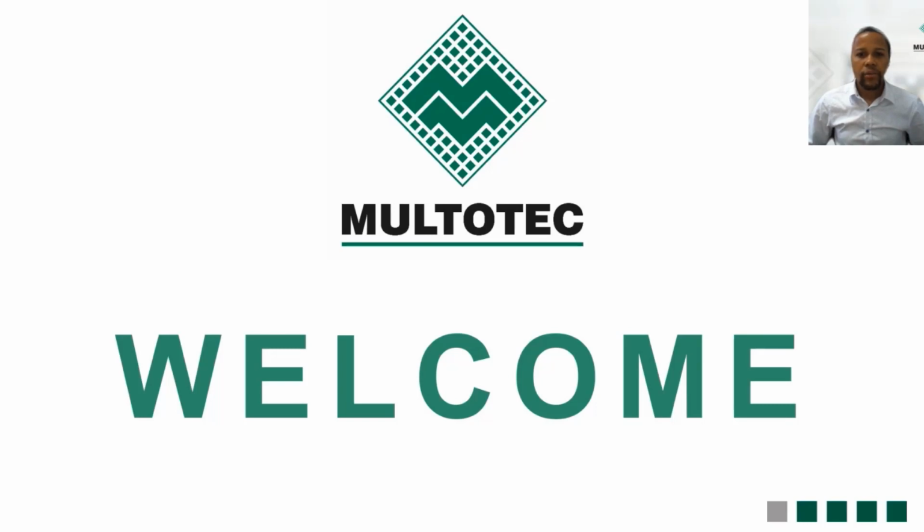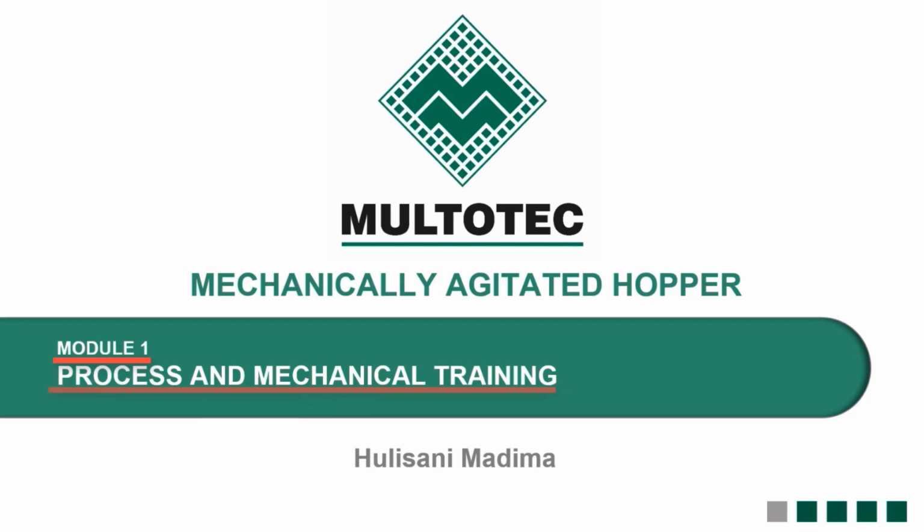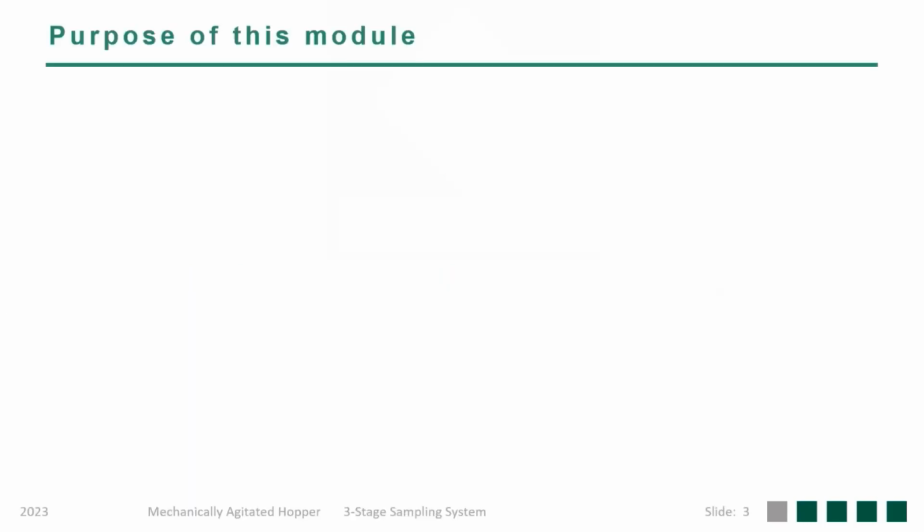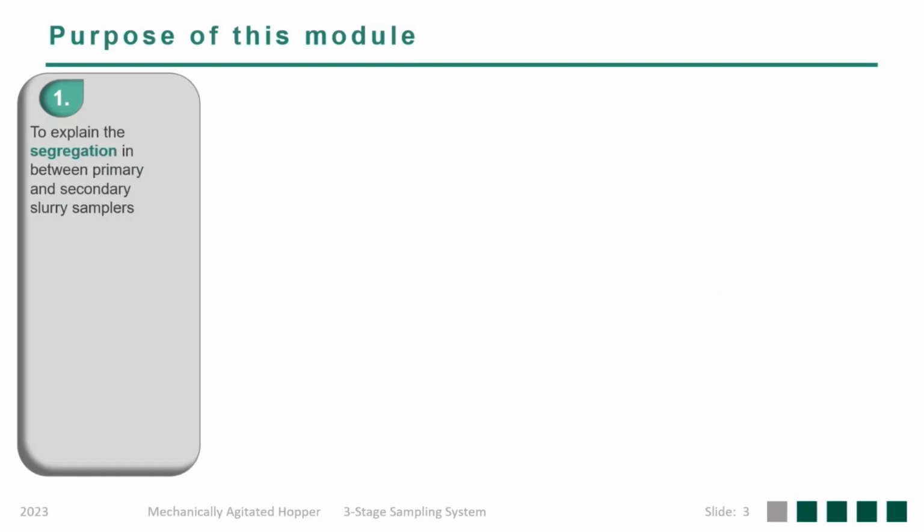I will be taking you through the presentation of the mechanically agitated hopper, Model 1, which is process and mechanical training. The purpose of this model will outline the following. We will explain the segregation in between the primary and secondary sampler.